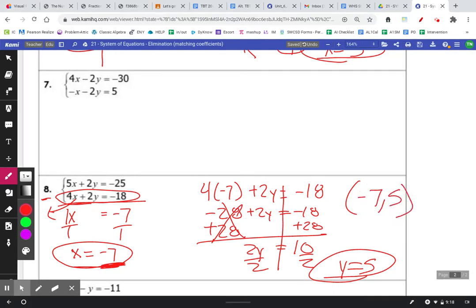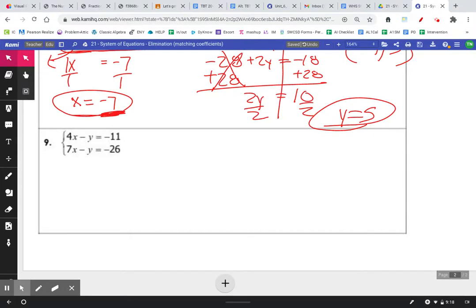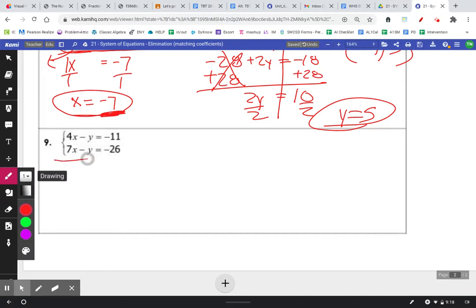positive 5. Okay. Let's hop down into problem number 9 for one last good-looking example here. We are going to start by figuring out, is everything stacked? They are. My x's, my y's, my equal signs, my coefficients are stacked. I eliminate by subtracting. What am I going to eliminate? What's the same? The x's or the y's. My y's are the same. They have the same coefficient in front, a -1.